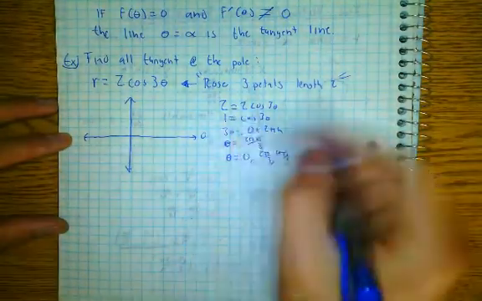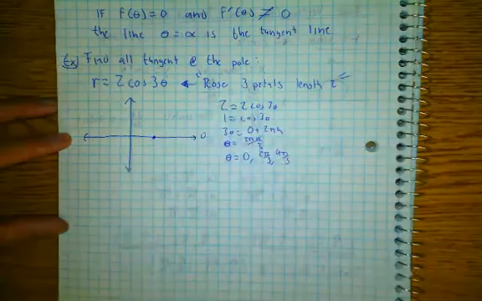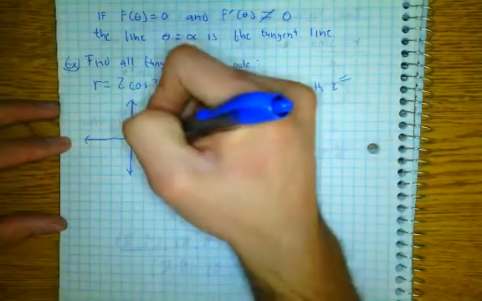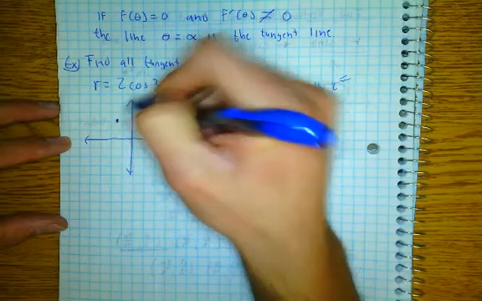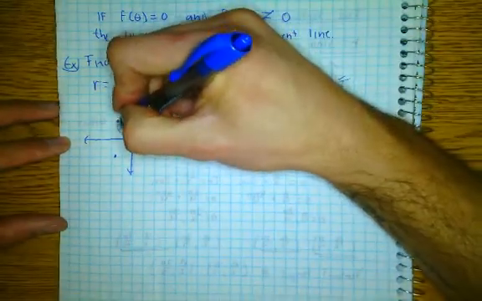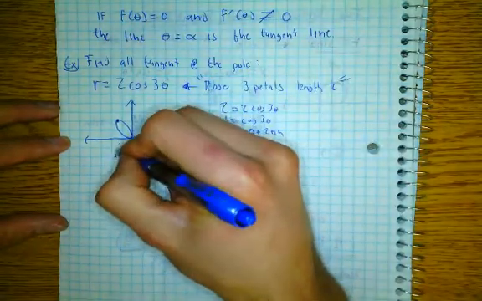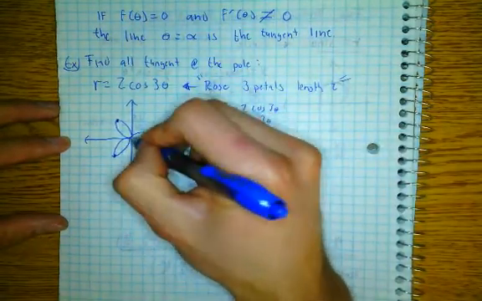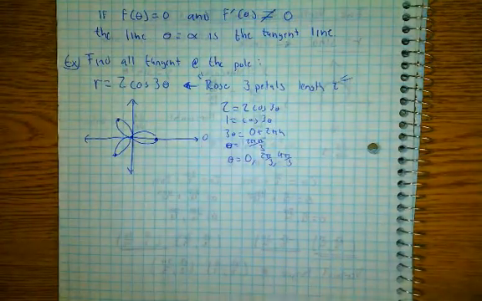0 radians would be about right here, and I need to go 2 units out, so there it is. 2 pi over 3 should be maybe somewhere up here. There it is. 4 pi over 3 somewhere up here, right? Doesn't have to be exact. Here's my petal. Here's my other petal. And here's my third petal. Cool?